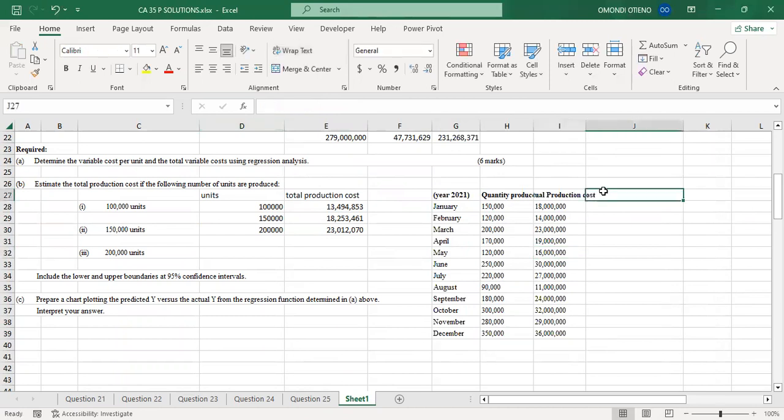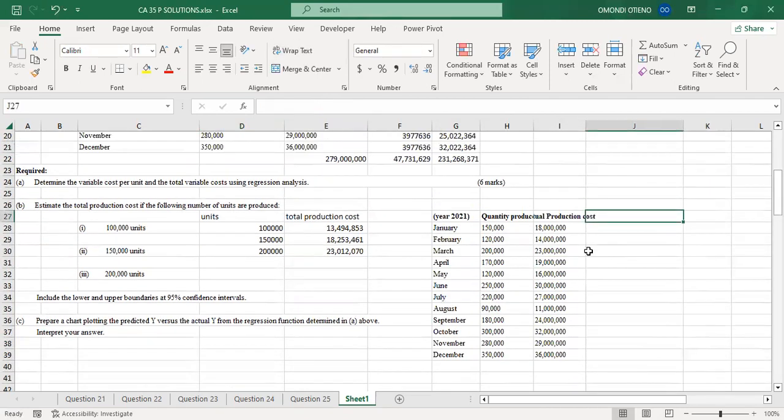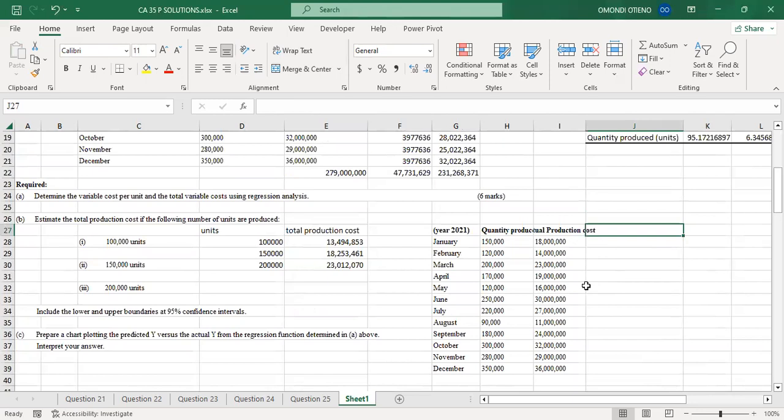And then estimated production costs, or predicted, or estimated production cost is going to be generated by use of the function which we just identified.